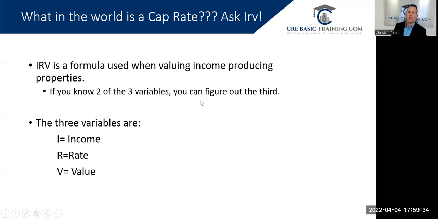So before, somebody mentioned, who was it? It was one of the first folks that were on today. It's gone from the comments, but someone mentioned ERV before, right? ERV is a formula used when valuing income producing properties, right? If you know 2 out of the 3 variables, you can figure out the third. Okay, here's what's cool about it, right? The 3 variables are income, rate, and value. IRV. That's my man IRV.